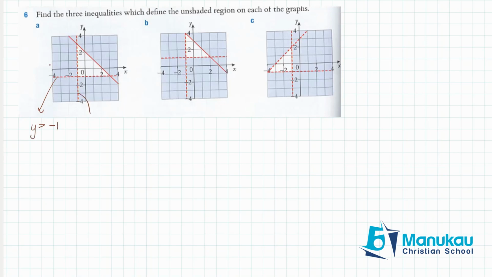Now I'm going to attack this line here. This is a vertical line, so it's an x line, and I want x is greater than, because I'm on the right hand side of that dotted line, and that looks to me also to be a -1.